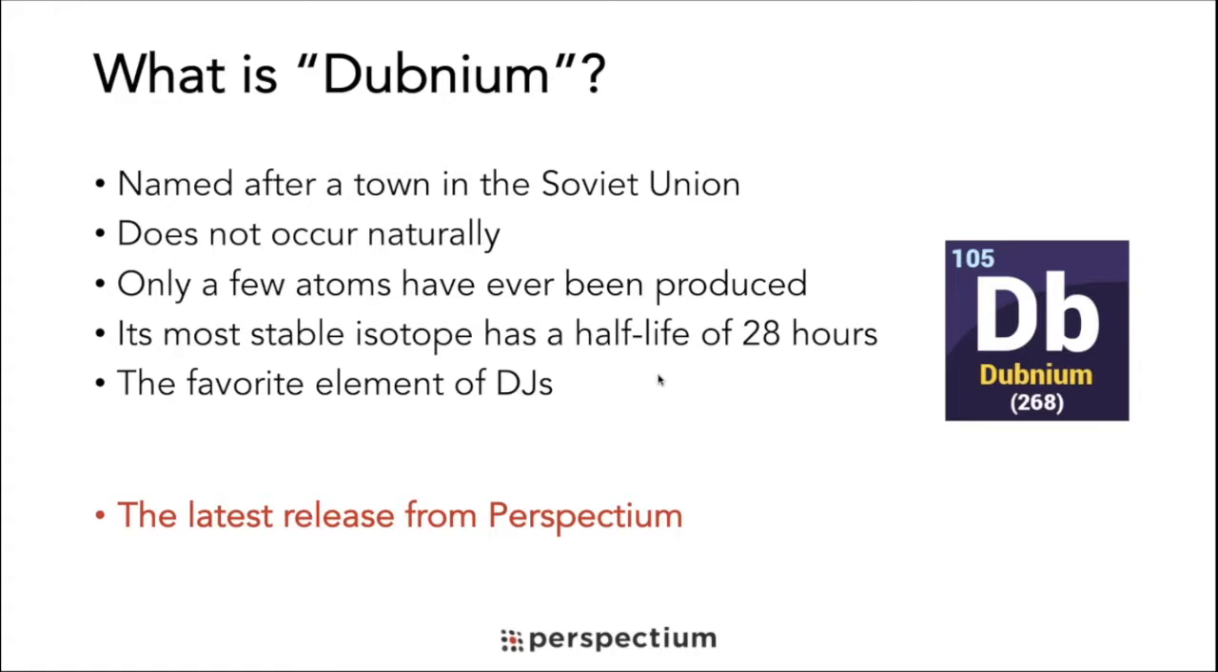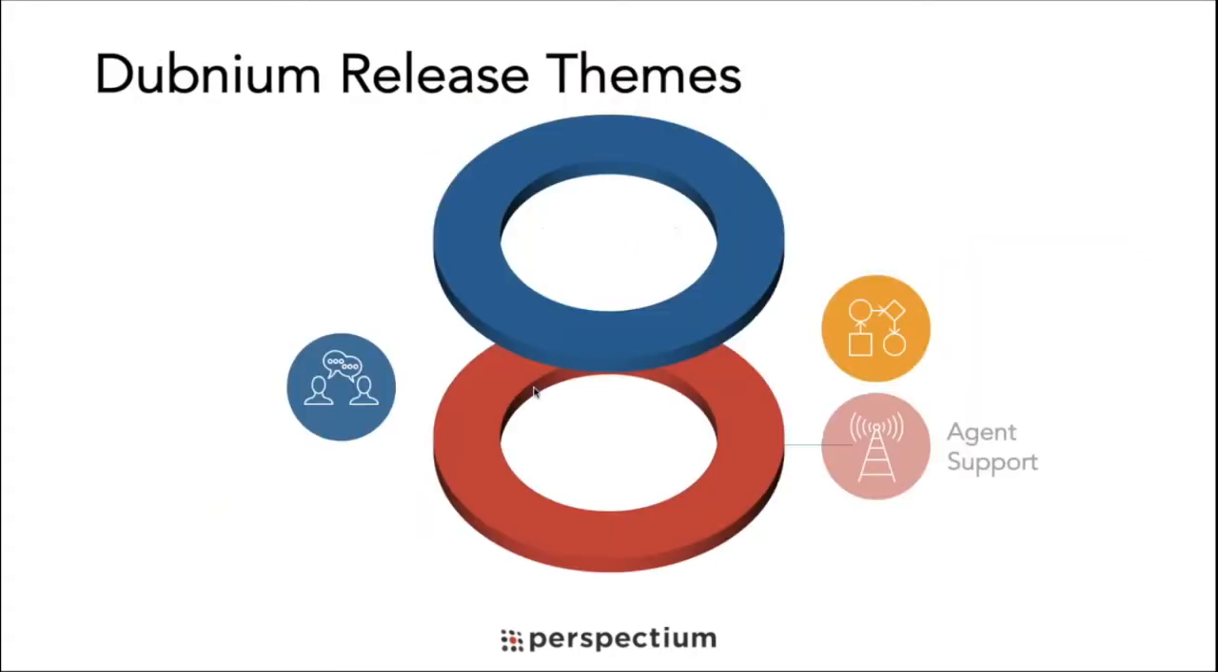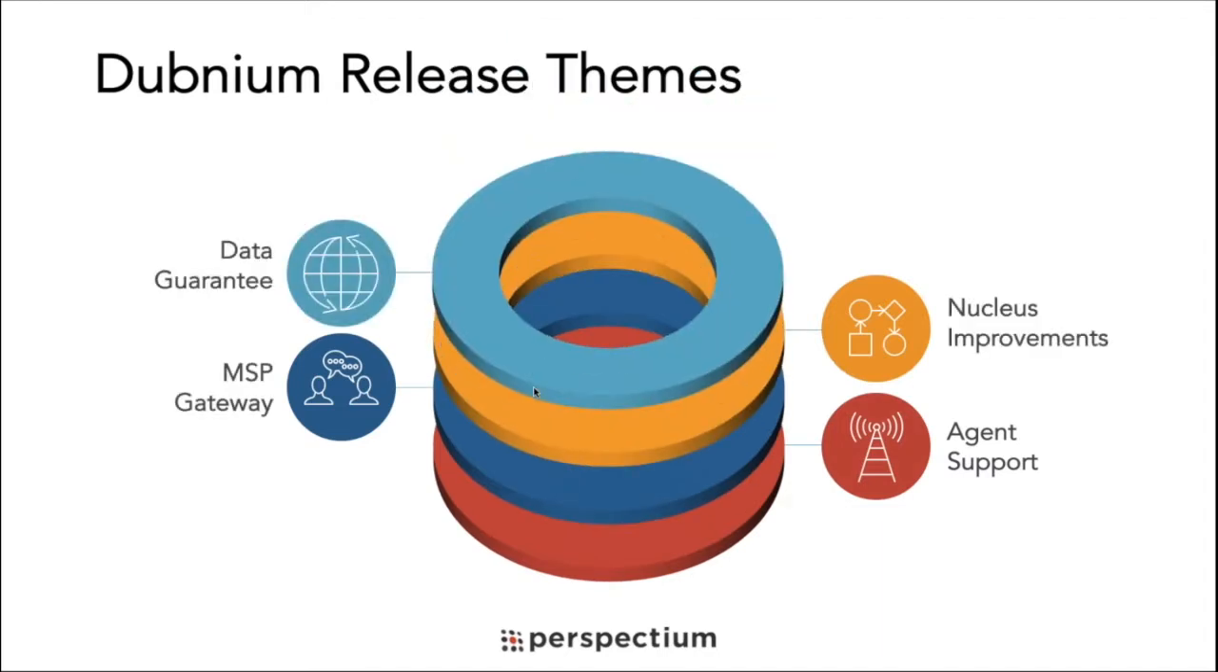So let's get into it and take a look at the themes for this release, so you can get an idea of what we're going to be talking about today. You'll see on the screen here the four primary themes are around a new piece of functionality called data guarantee. We'll be talking about nucleus improvements, a brand new MSP gateway, and some new agent support as well. So they're the big themes for the release. You would have seen those in the invitation, and we're going to dive into each one of those, plus a couple of other things as we go through the webinar today.